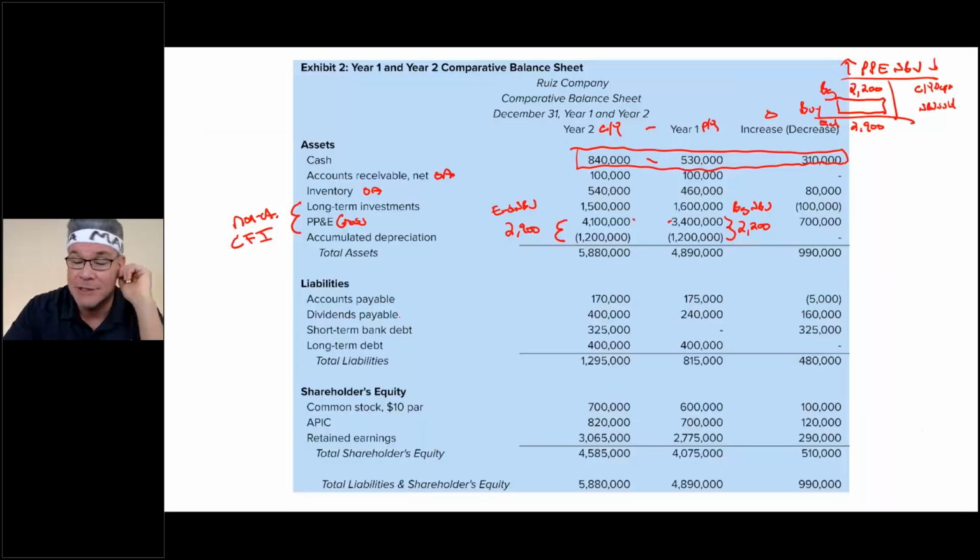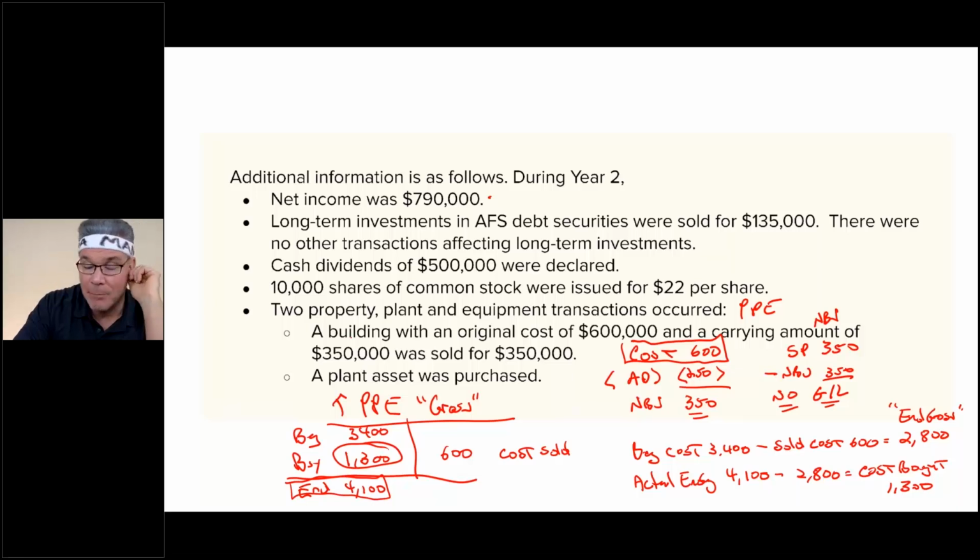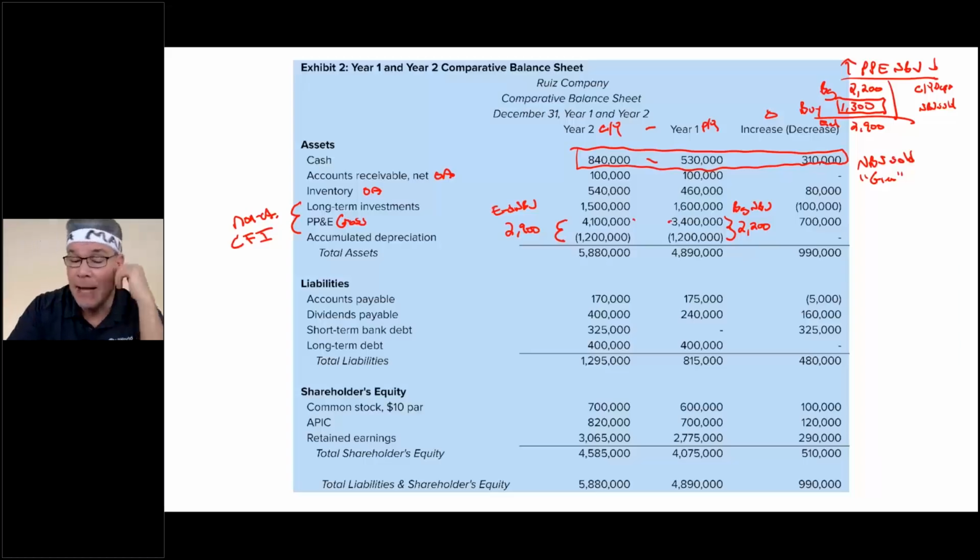Go back to your T account. What is the cost of the stuff that I bought that year? 1,000,003. So we have that piece of the puzzle. Agreed? And we have something else. The net book value of what I sold. That was given information. I go back to that given information. What was the net book value of what I sold? The net book value, the carrying value, was 350. Okay.